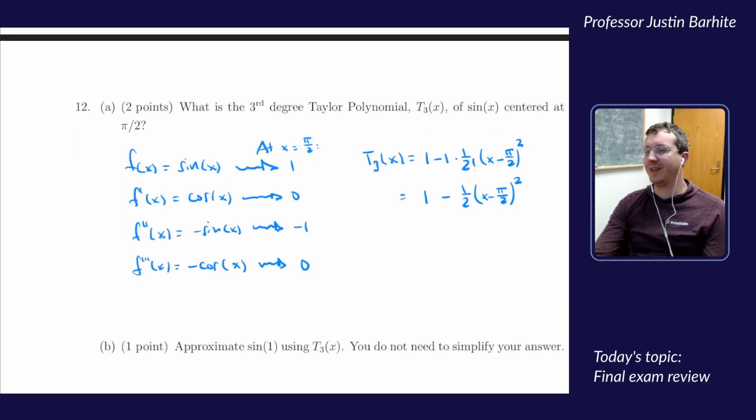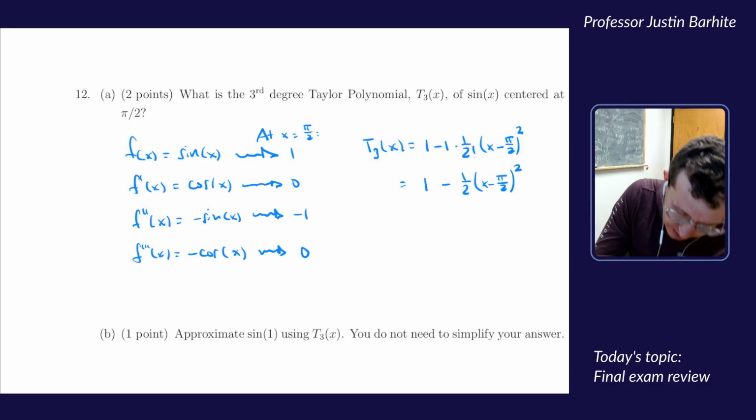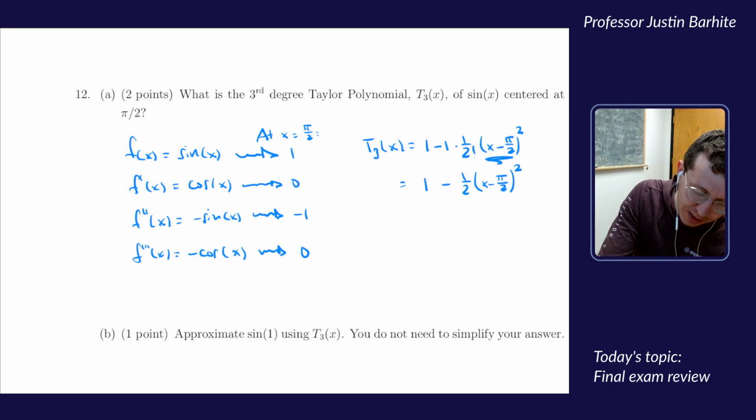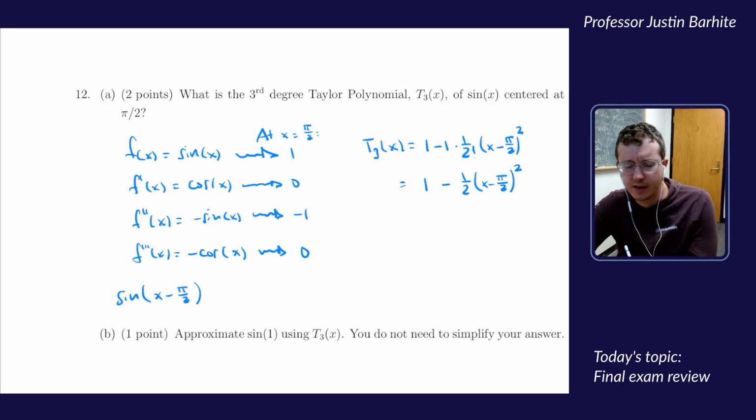Oh, and I can't resist pointing this out, there's a clever way to do this. We're trying to essentially say what sine of x minus pi over 2 is.